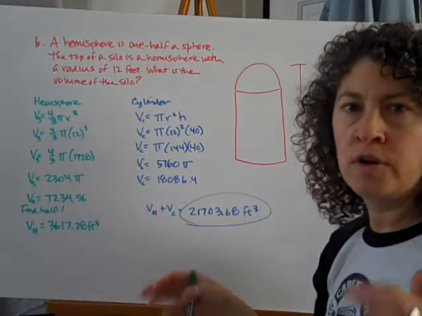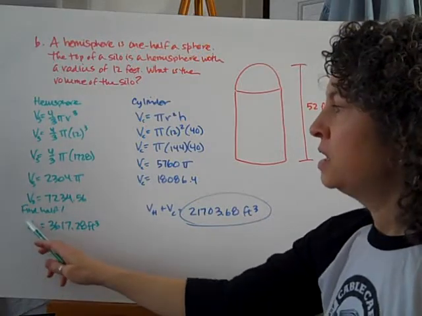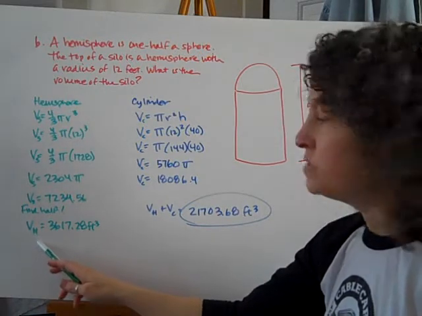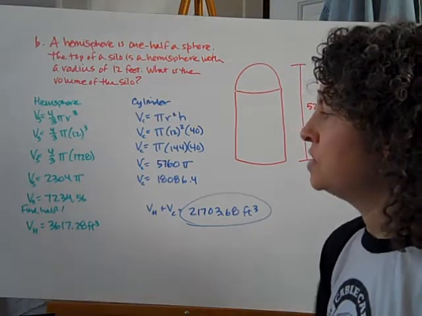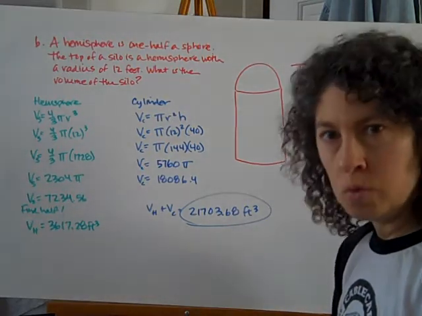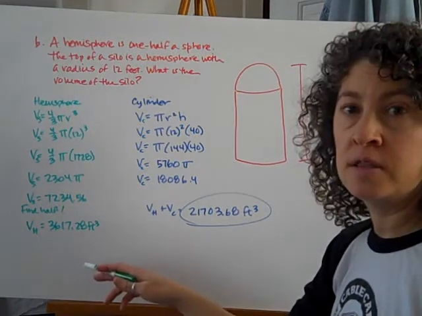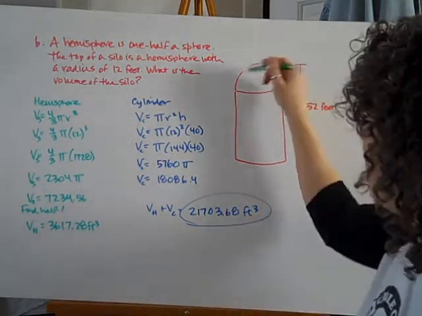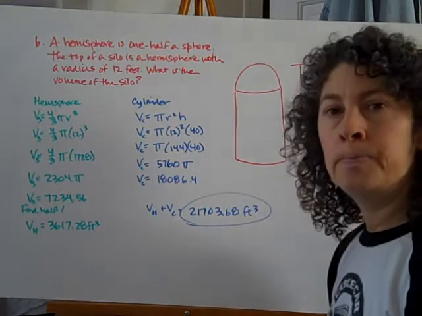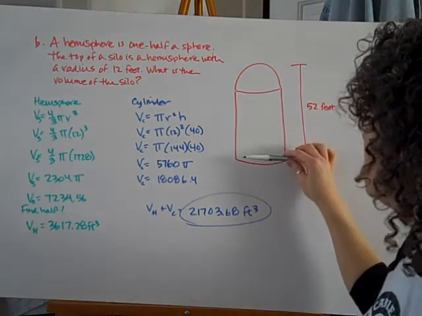I don't want the whole sphere. I want half of it for a hemisphere. So I'm going to find half of that. So this is V of H here for the hemisphere. Half of that 7,234.56 is 3,617.28 feet cubed. So there's my hemisphere. All right, so I've done part of this. I've got the volume of this top part of my silo. Now the second part of this is the cylinder.